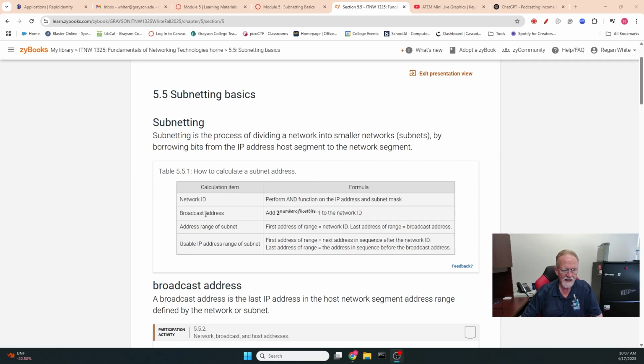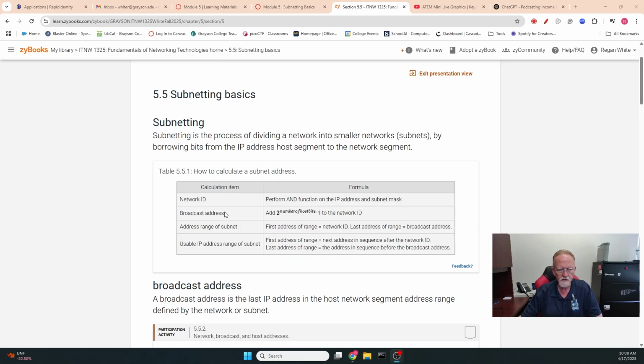Now, the broadcast address and the network ID are 2 specialized addresses in the range, and they can't be used for anything else. So if your range extends from 192.168.1 to 192.168.100, then the numbers .1 and .100 can't be used. They're going to be the network ID and the broadcast address. So those 2 addresses are not available to install in devices, which means instead of having 100, you're going to have 98. Instead of having 30, you're going to have 28.